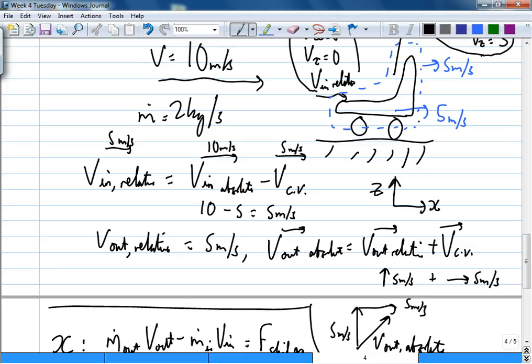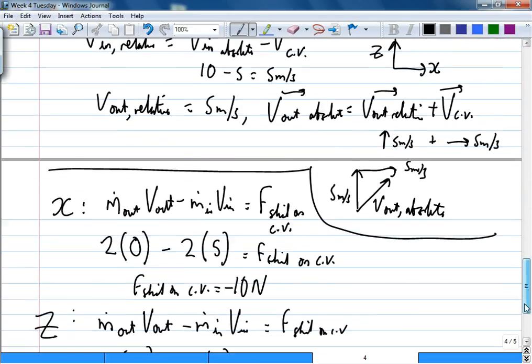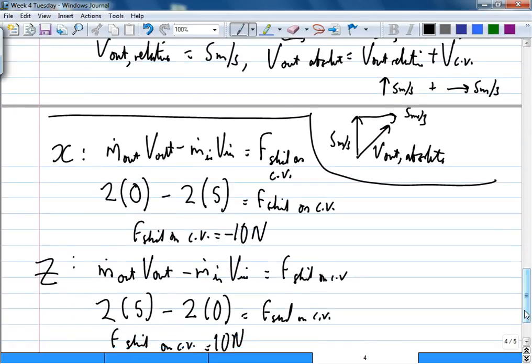So for the momentum equation, always use the relative velocities. It's just in case the question asks you what the absolute velocity is, then you find it out. But you never use the absolute velocity in the momentum equation. Always use the relative velocity.